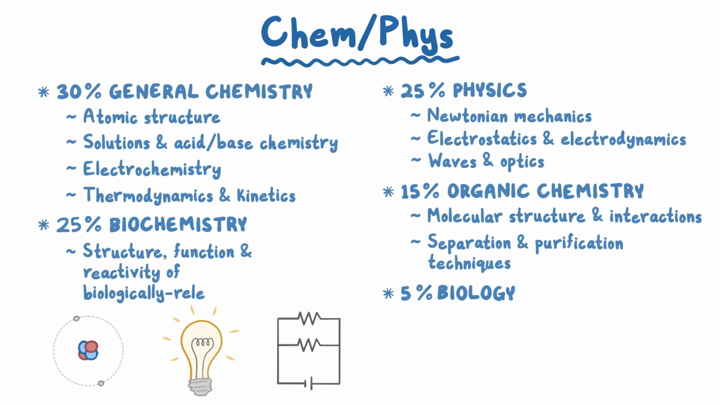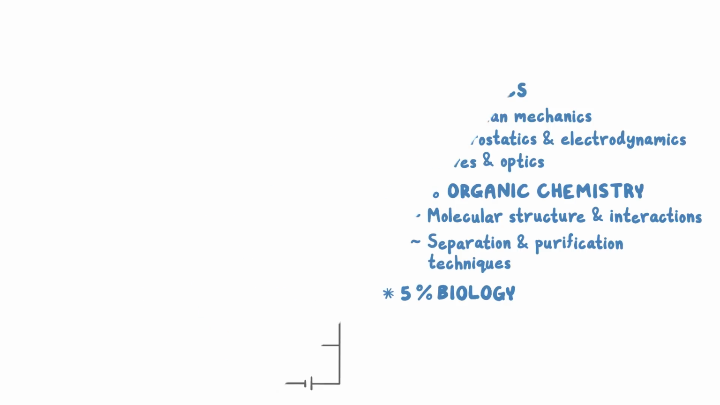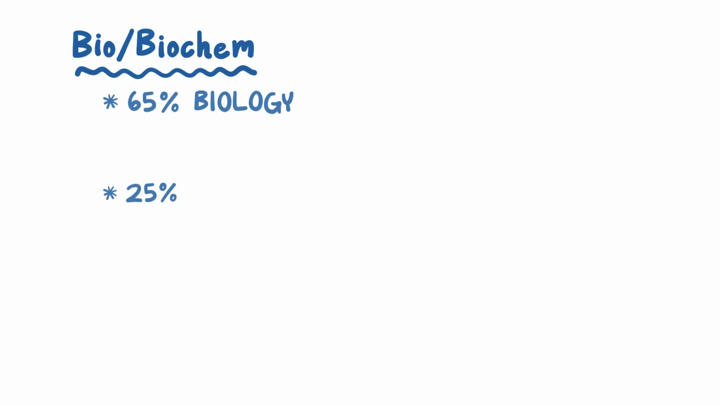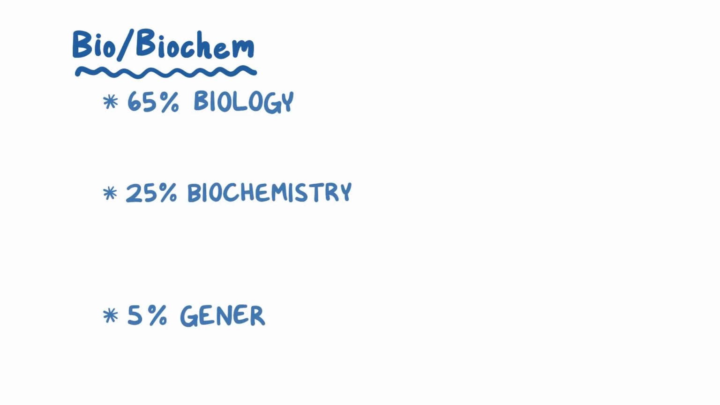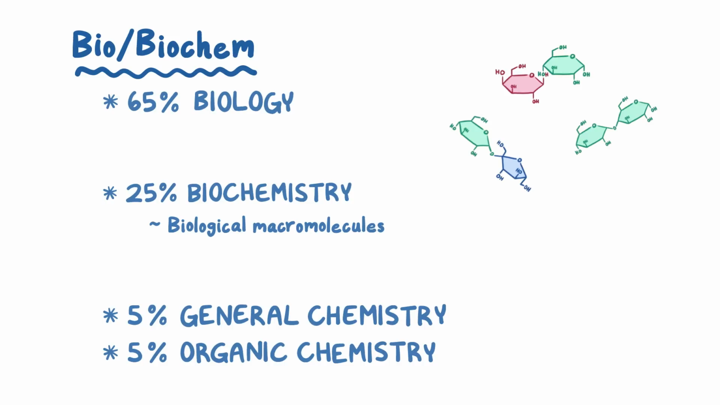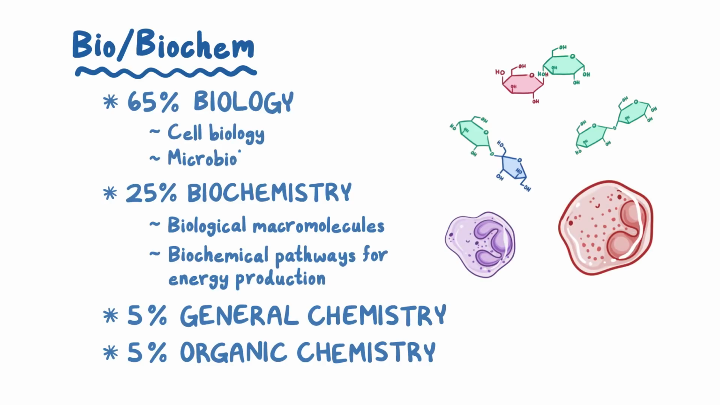of biologically relevant molecules. Next, there's the biochem section, which consists of 65% biology, 25% biochemistry, 5% general chemistry, and 5% organic chemistry. Topics in this section include the biological macromolecules like carbohydrates, proteins, lipids, and nucleic acids, biochemical pathways for energy production, cell biology, microbiology, genetics, and physiology.